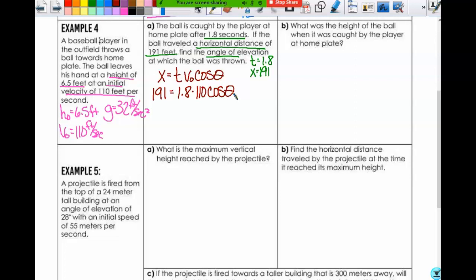Now, you could multiply 1.8 times 110, but I'm not going to. I'm going to let the calculator do it all at once for me. If I'm trying to get theta by itself, I'm going to divide by both of these. So I'm going to get 191 divided by 1.8 times 110. That's equal to the cosine of theta. That means then that theta is the cosine inverse of 191 divided by 1.8 times 110. Then I'll let the calculator just do it all at once. But depending on which calculator you're using, you may have to put that whole denominator in parentheses. If you can't make it into a fraction, it needs to be in parentheses, so be careful with that.